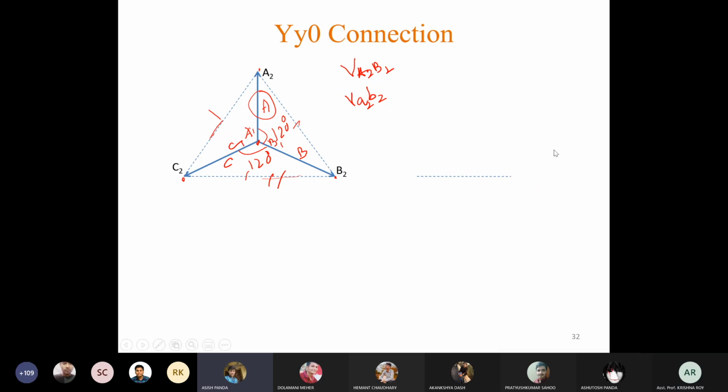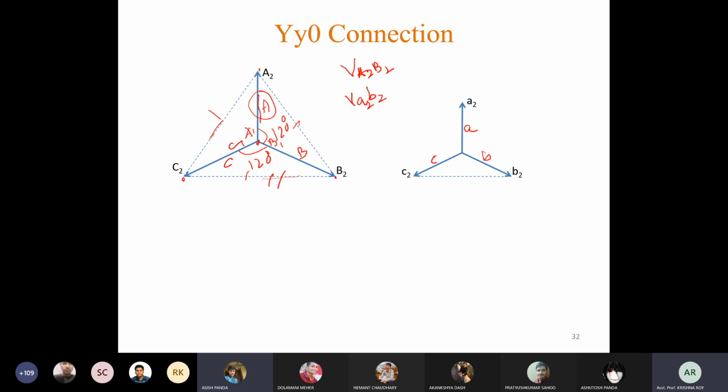So see, this is B phase drawn parallel to B phase of the high voltage side. Then draw C2, C phase, which is also drawn parallel to C phase of the high voltage side, and then draw A phase. So this is A phase of low voltage side, this is B phase of high voltage side, and this is C phase of low voltage side. So A, B, C for low voltage sides, all the phases are parallel. So phase voltages are parallel.